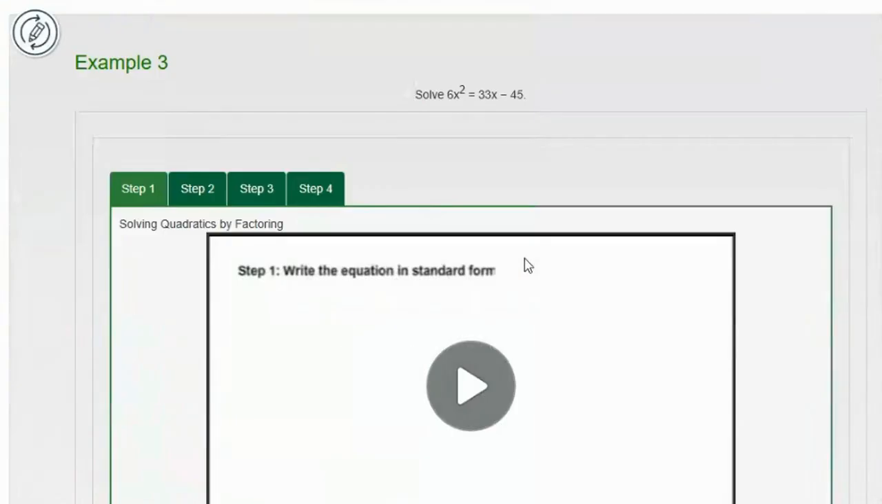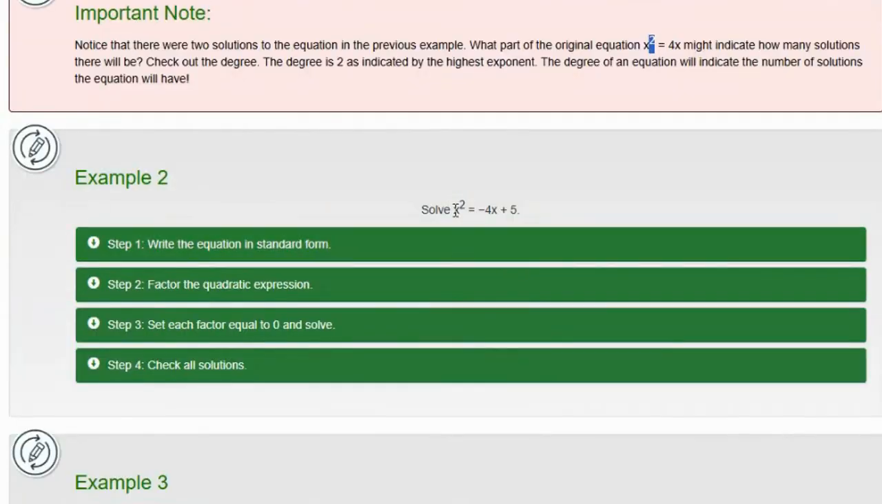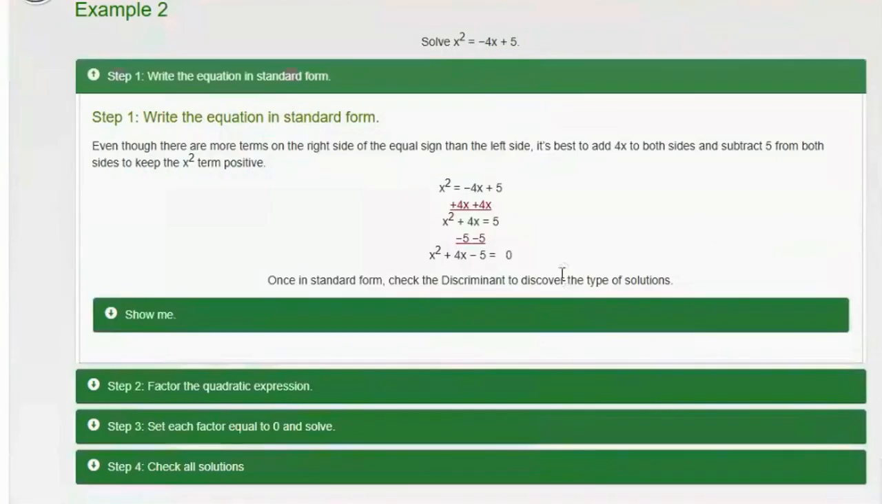All right, they got a couple more examples here. This one just adds a plus 5 now. So now we've got x squared minus 4x plus 5. Again, we move everything to the left side, where we've got x squared plus 4x minus 5. When we check the discriminant this time, c is not 0. So let's write this one down and check the discriminant to see what kind of solutions it'll have.